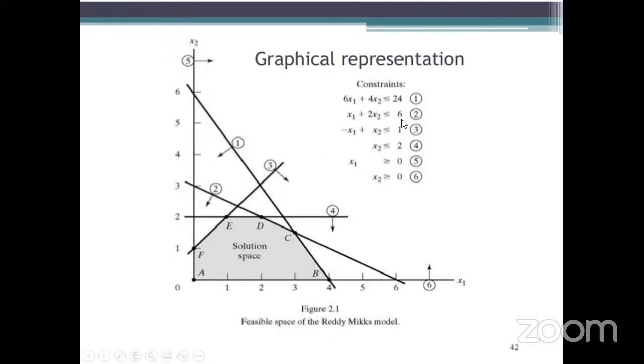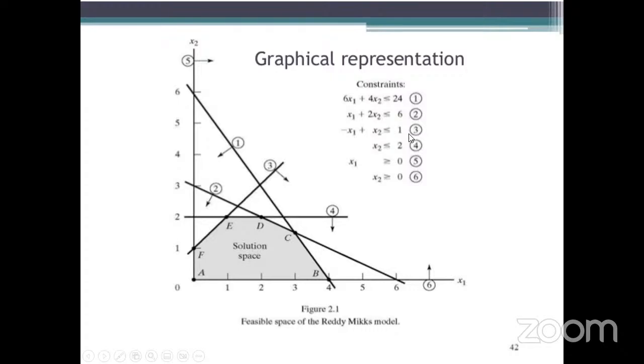For the second equation, the x1 value is 6 and the x2 value is 3. So with 6 and 3, if these two points are joined, you get this second equation line. You can see the numbers are clearly mentioned. The satisfying area is towards 0, meaning downwards. The feasible area is towards 0 only.